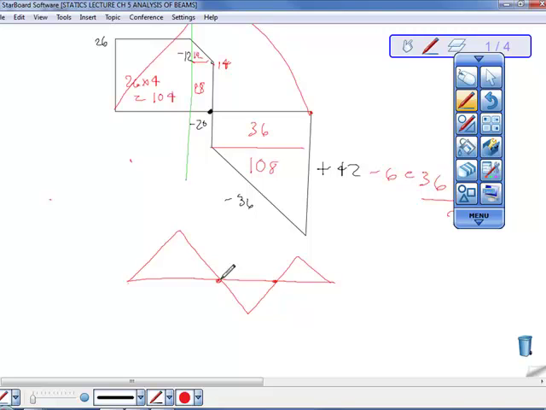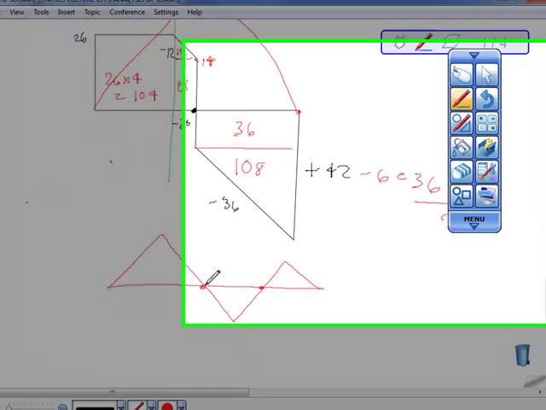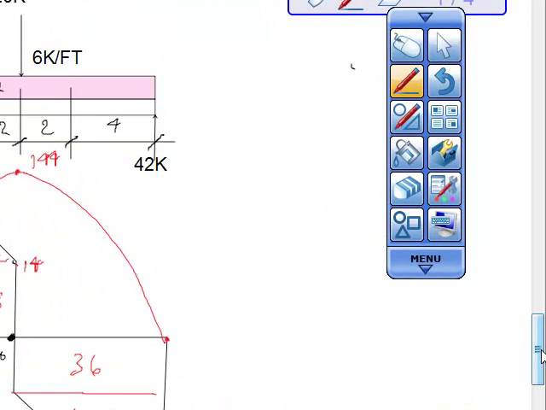So in shear diagrams, the vertical distance represents the force and the horizontal represents the length. The magnitude of the bending moment at any section of the beam is equal to the area of the shear diagram to the left of the section. That's what we went through there. Are there any questions?